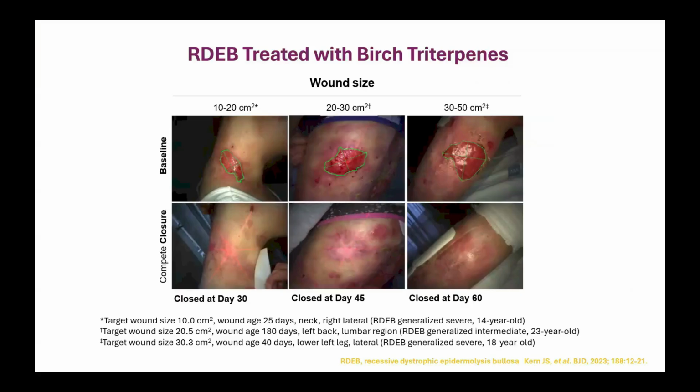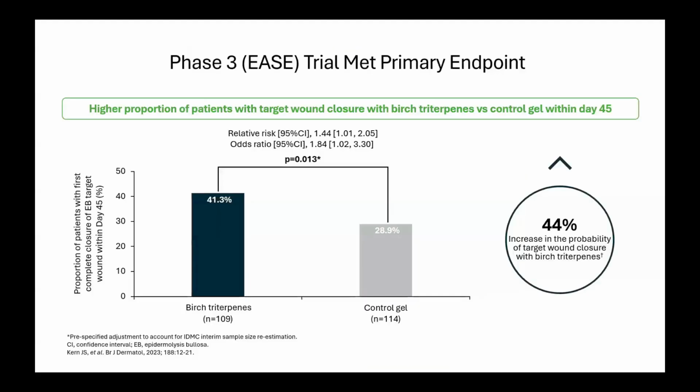And here are a few of the examples published in the phase 3 clinical trial study using Birch Triterpene. As you can see, the smaller wounds, for instance between 10 to 20 square centimeters, healed much faster than the bigger wounds on the right side of the panel, the 30 to 50 square centimeter wounds, which take a few weeks longer to heal. But overall, you can see the improvement.